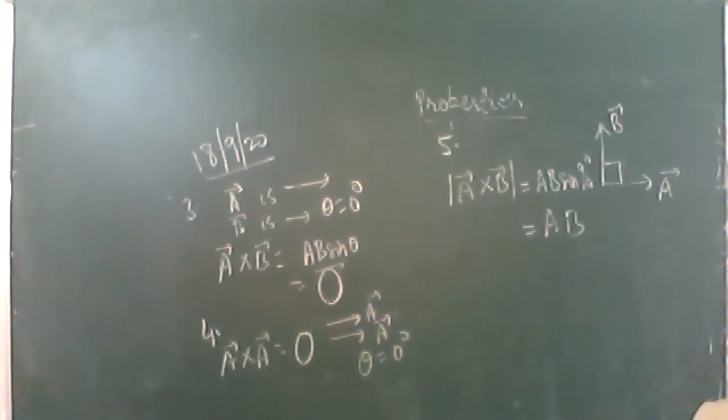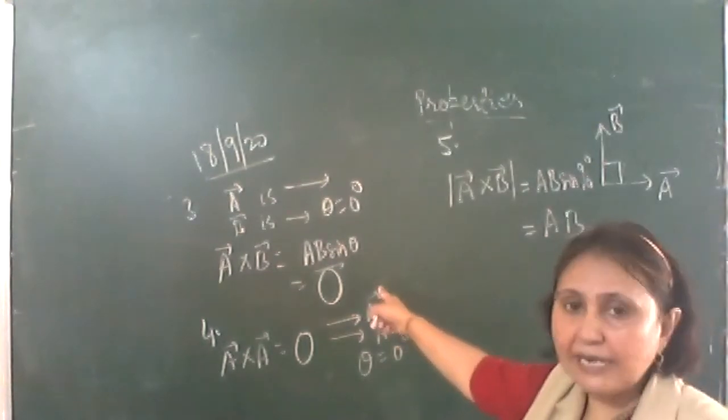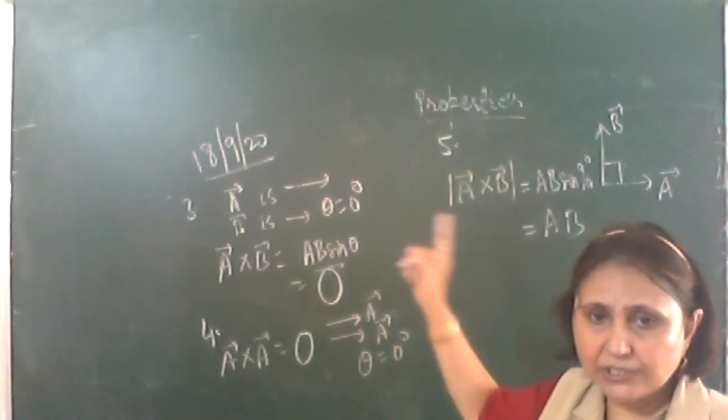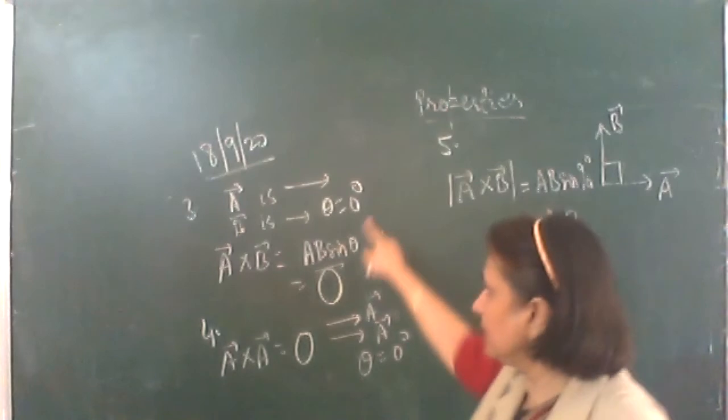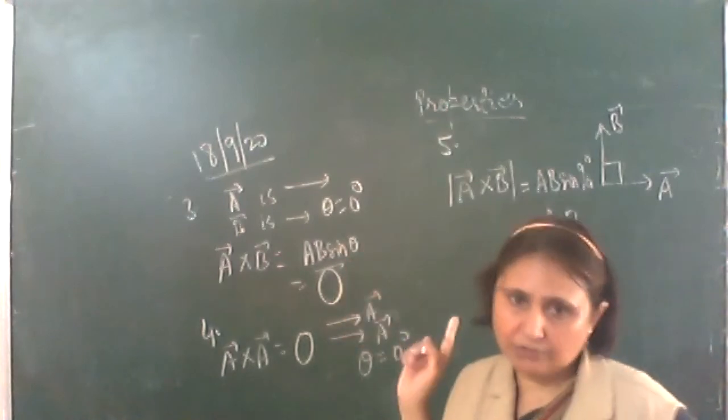Theta is 90 degree, so it is equal to A into B. What is the condition for two vectors to be perpendicular? If two vectors are perpendicular, their dot product is 0. And if two vectors are parallel or anti-parallel, theta is equal to 180 degree also, and sin 180 is also equal to 0.